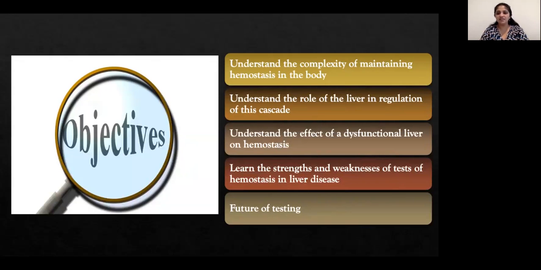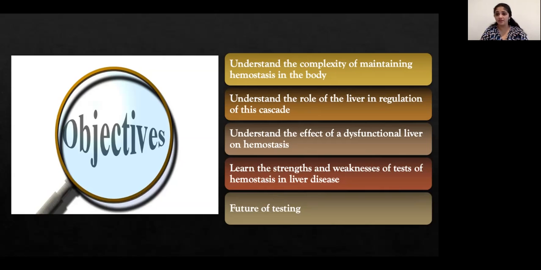So the objectives today are basically understanding the complexity of hemostasis in our body, understanding the role of the liver in regulating that, and how a dysfunctional liver affects it. I want to stress the importance of all the tests that we do and how to interpret them in management of this disease.